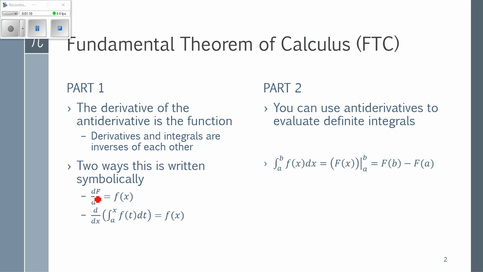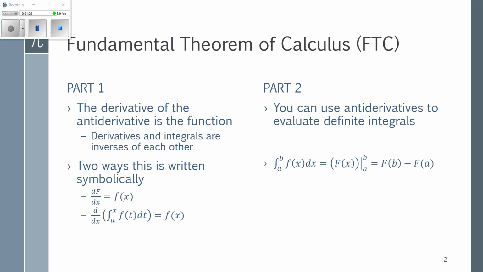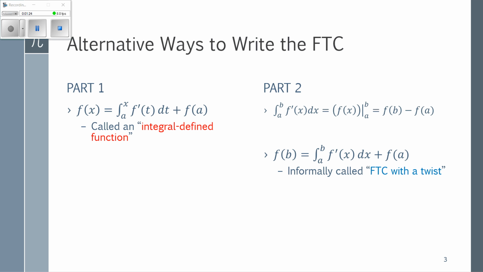So we can see it written as if I take the derivative of the antiderivative, I get the original function. Or if I take the derivative of an integral, I get just the integrand. So we can write these in different ways. One way of rewriting part one is that a function is going to be the integral from a to x of f prime plus f of a. And this is what's called an integral defined function. That's where we're going to be spending most of this section.